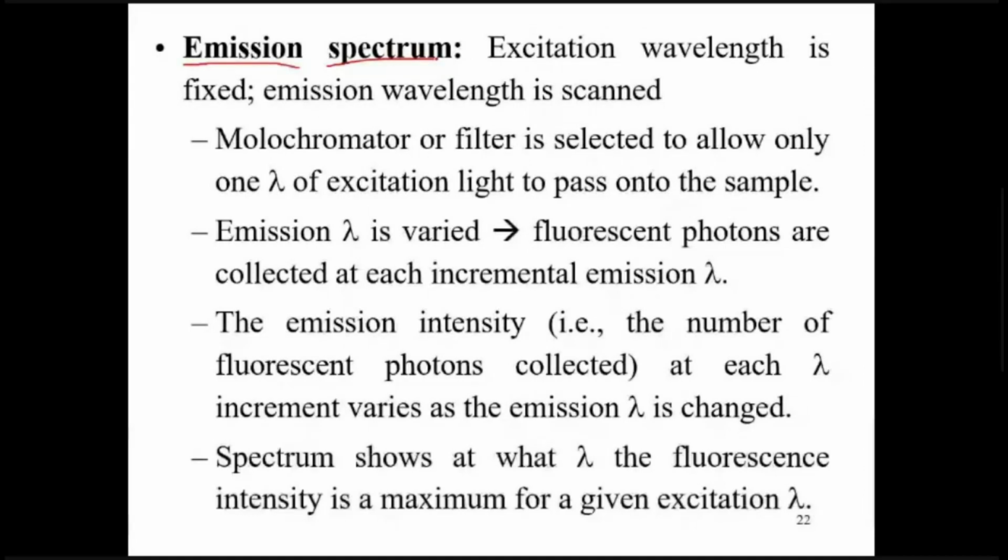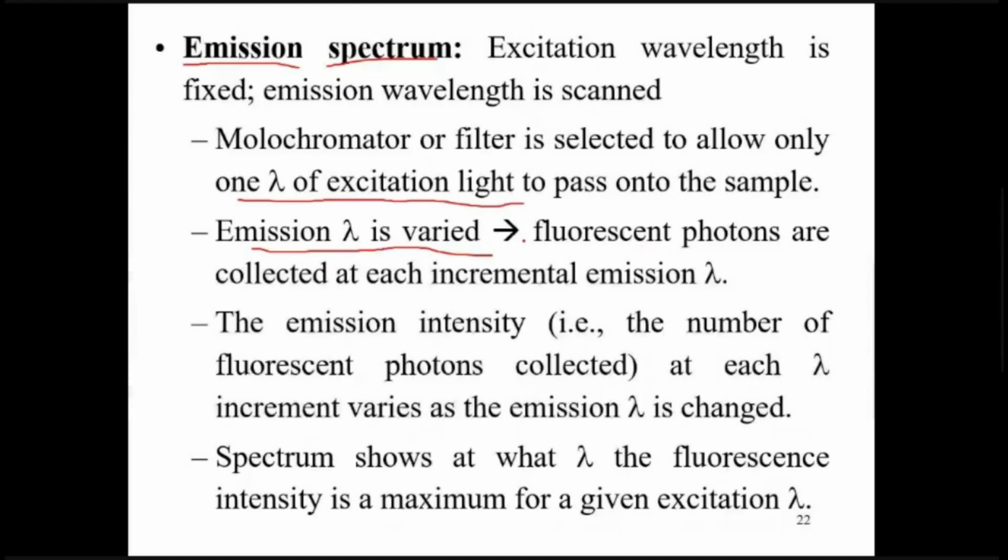See, the excitation wavelength is fixed. So we are going to keep the wavelength fixed by which we are exciting the molecule. Probably we will select the same wavelength which excited that molecule the most. Okay, so we are going to keep that wavelength constant, and we are going to change the wavelength that is detected by the detector, that is the emission wavelength. A monochromator or filter is selected to allow only one wavelength of excitation light to pass into the sample. The emission wavelength is varied.